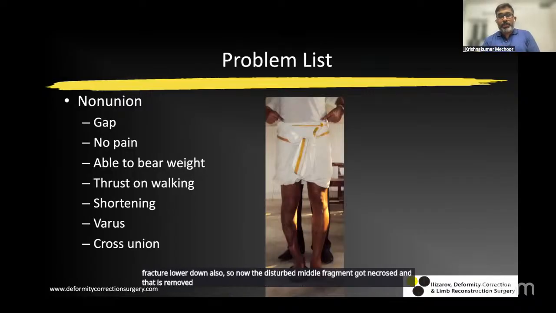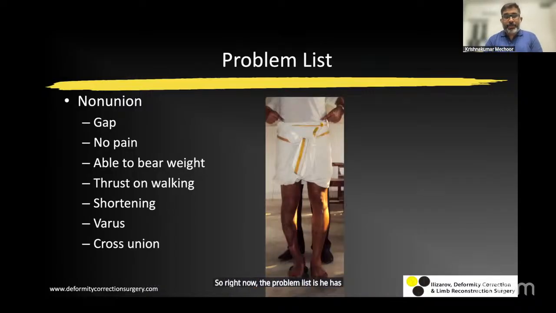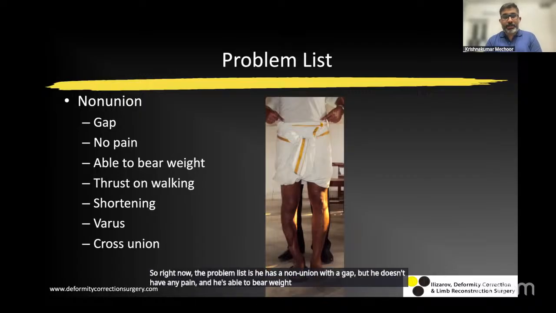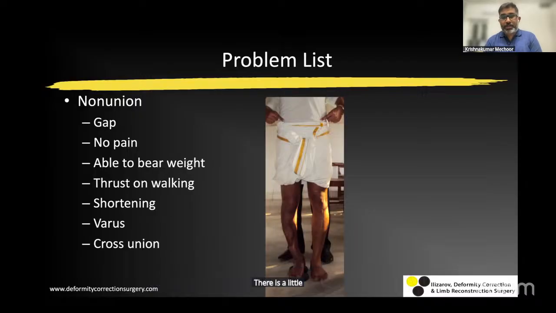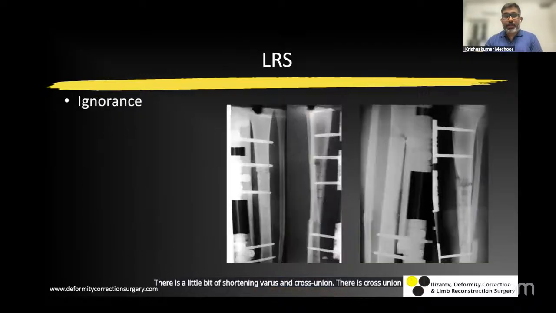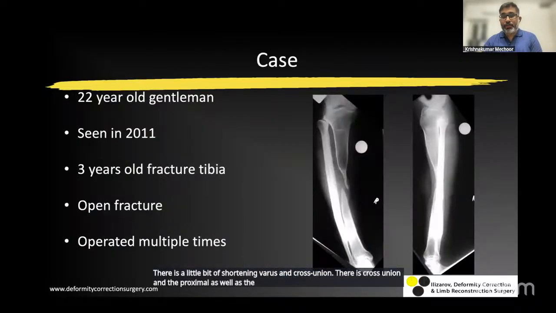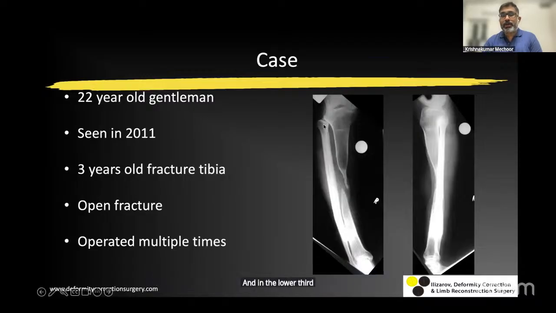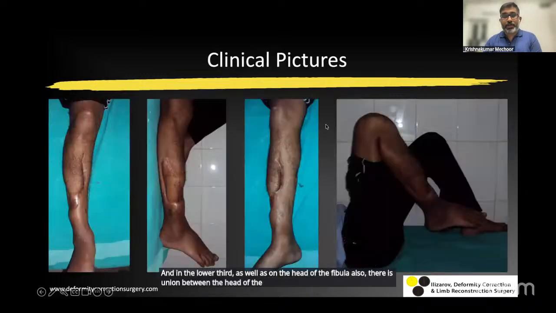So right now the problem list is he has a non-union with a gap, but he doesn't have any pain and he is able to bear weight. There is a lateral thrust on walking. There is a little bit of shortening, varus and cross union. There is cross union at the proximal as well as the distal end. If you watch closely, you can see that there is a cross union here in the lower third as well as on the head of the fibula. Also, there is union between the head of the fibula and the tibia.